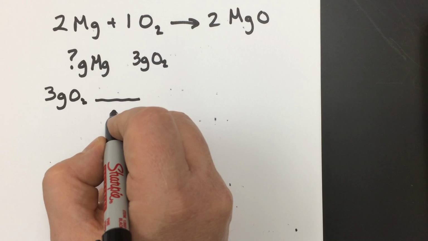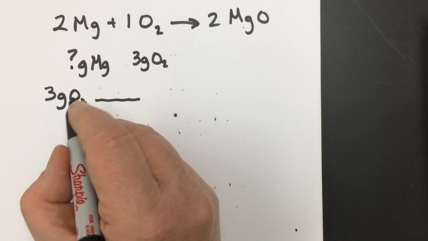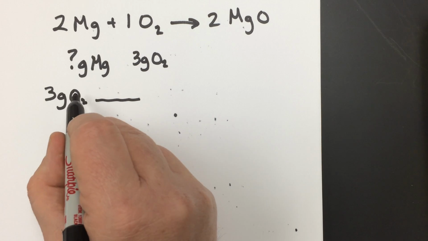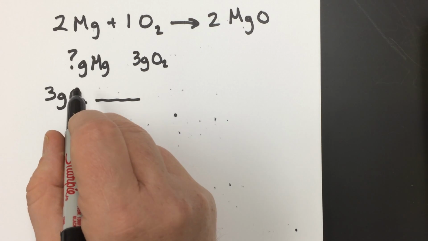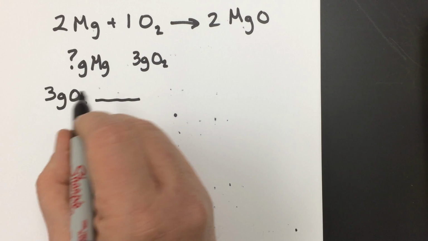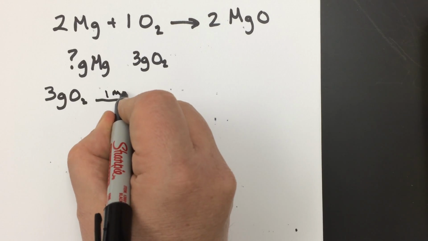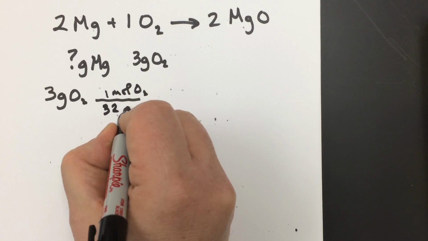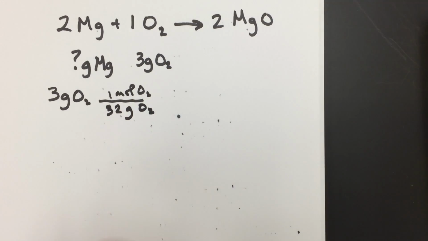And it's 32 grams for every mole. So you look on the periodic table, you see that oxygen is 16. There has to be 2 of them here, so that's twice of it, it's 32. And I'm going to say for every mole of oxygen, there is 32 grams of oxygen.